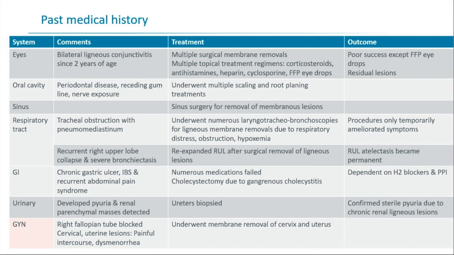She suffered from genitourinary involvement as well, with renal parenchymal masses observed on ultrasound, blocked fallopian tubes, cervicouterine lesions, and painful intercourse and dysmenorrhea. Above all these, the respiratory tract involvement was the most severe. She experienced tracheal obstruction, recurrent and then permanent right upper lobe collapse, and severe bronchiectasis, and underwent numerous laryngotracheobronchoscopies for ligneous membrane removals due to respiratory distress, obstruction, and hypoxemia.